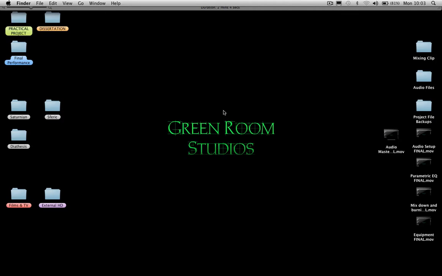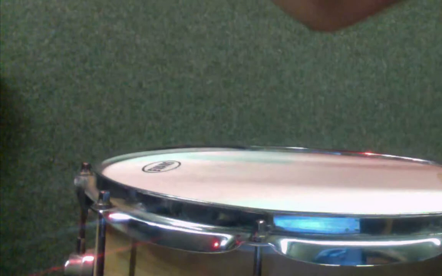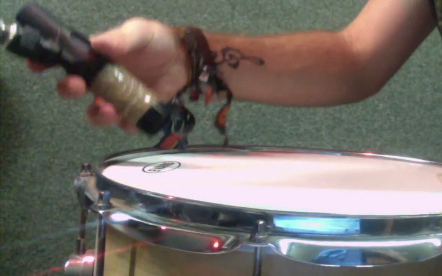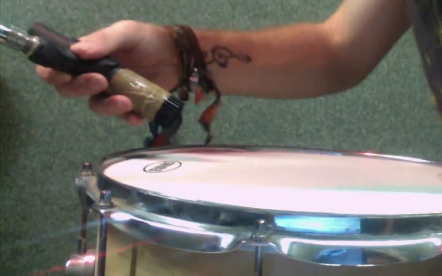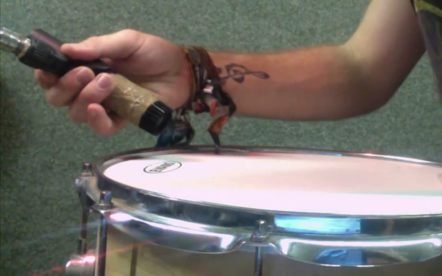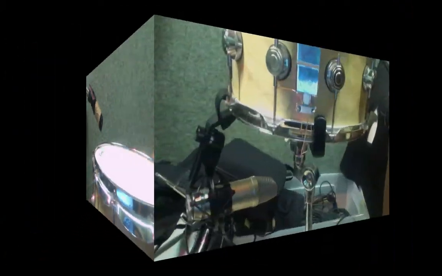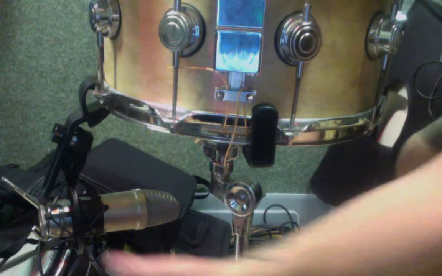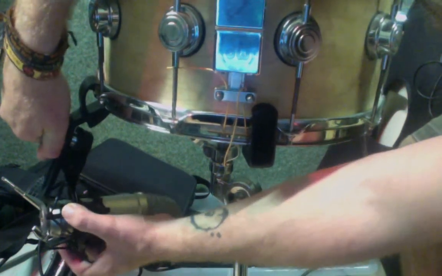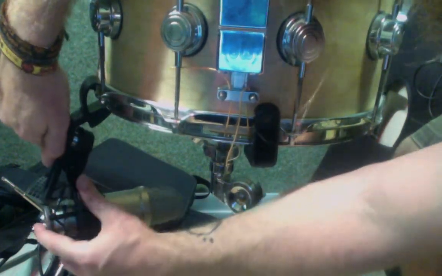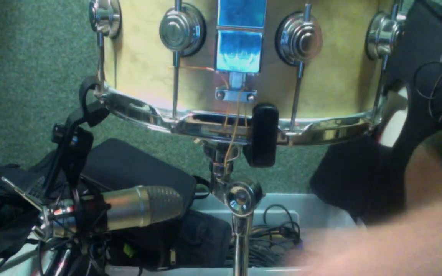As a guideline, dynamic microphones should usually be 1 to 4 inches away from the source. Condenser microphones should usually be 3 to 12 inches from the source. Both of these figures are just a guideline, so trust your own judgment.